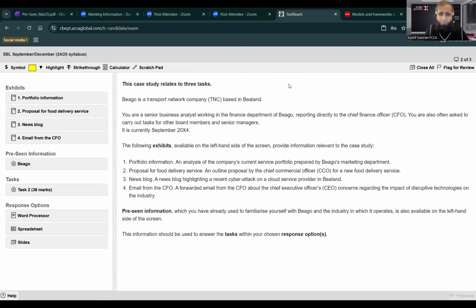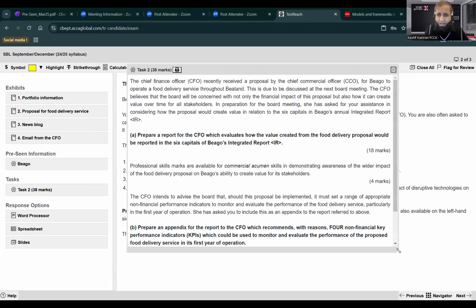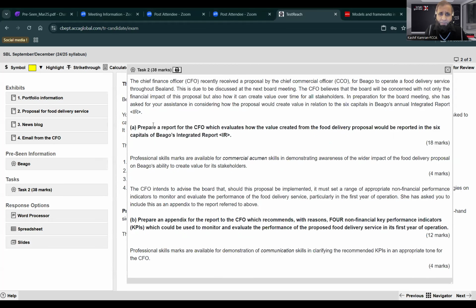Look at this one. Task number 2. Now you read the task number 2 and it tells you, prepare a report to the CFO which evaluates how the value created from the food delivery proposal would be reported in the 6 capitals of the Biago integrated report. How would the value created from the food delivery business be reported in the 6 capitals of the integrated report?